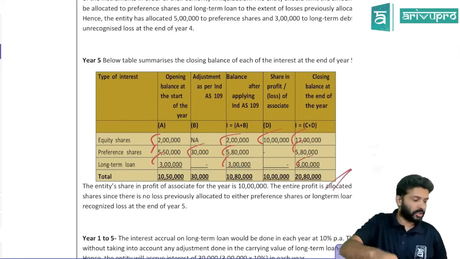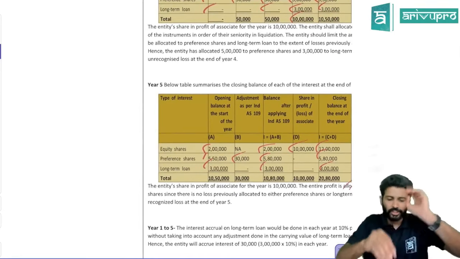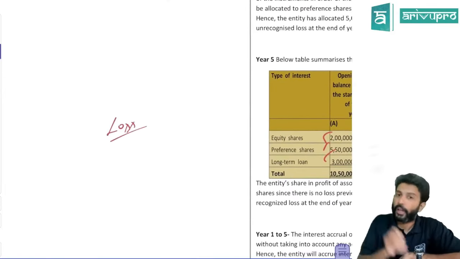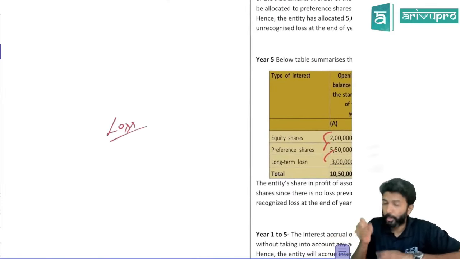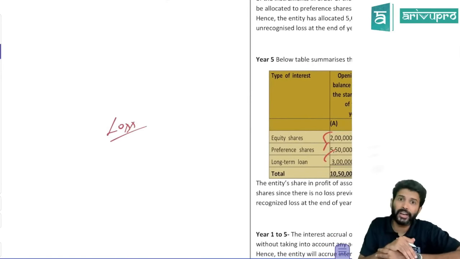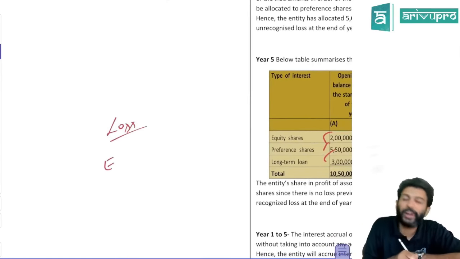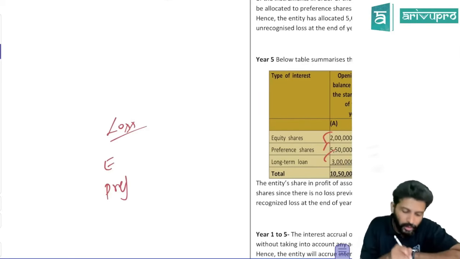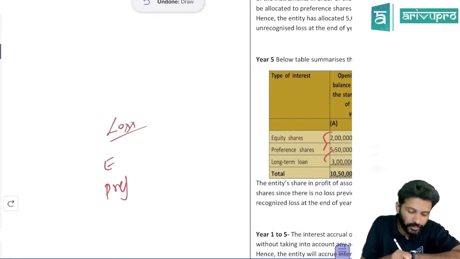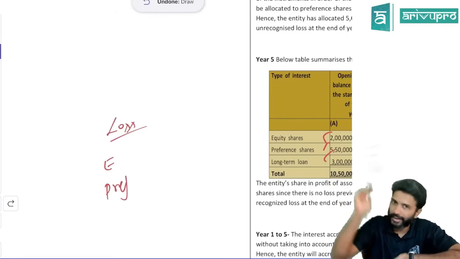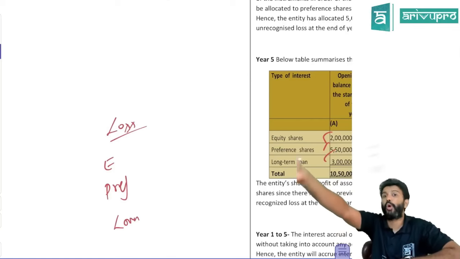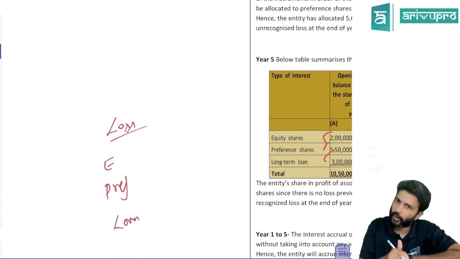So this is a good question. Just watch it once. Very easy. Simple thing you need to keep in mind is the allocation of loss. Whenever associate company posts the loss, that investment balance will reduce, right? First try to reduce the equity investment balance. Then, if you have preference shares investment made in associate, first you reduce from equity. If that is not sufficient, reduce it from preference share investment made in associate. If that is also not sufficient, check if any investor has given some loan to associate company. Try to reduce that.